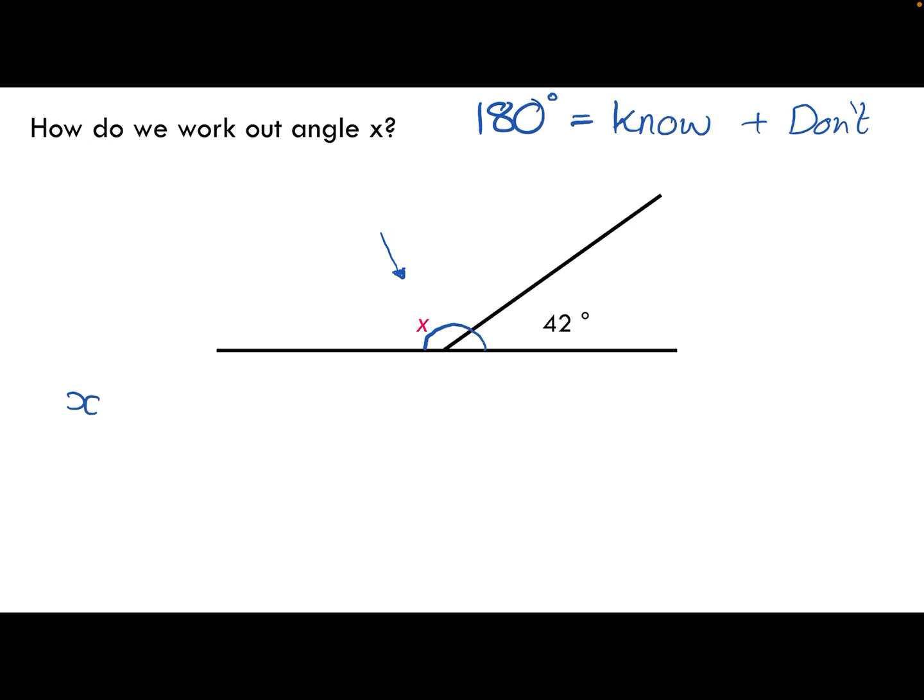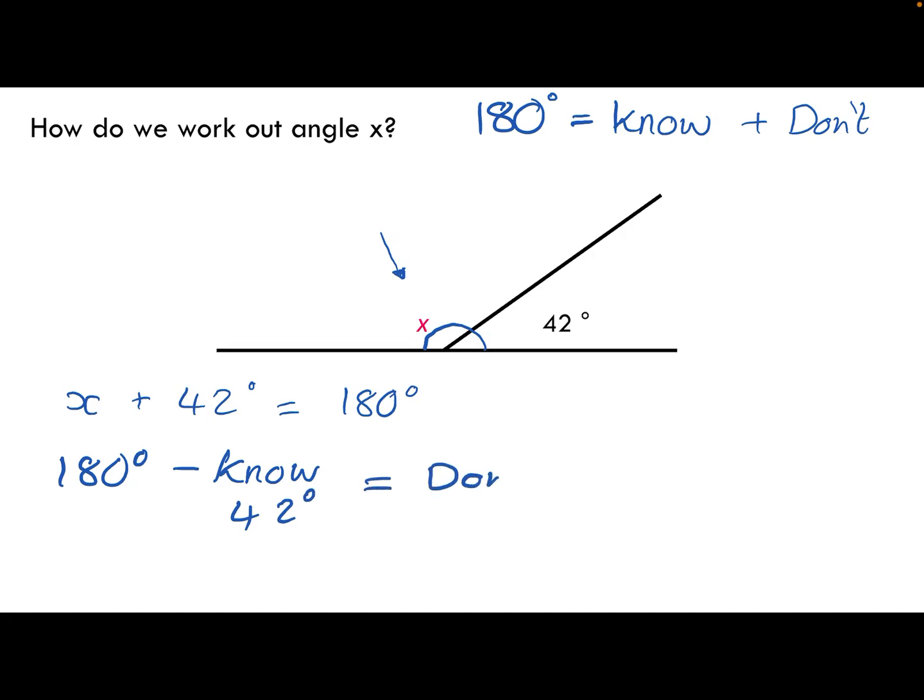So we know that x, you'll see me write it like this because it's commonly in maths when we're handwriting it, add 42 degrees equals 180 degrees. And well done, those of you that have spotted that if we want to work out what this missing number is, we can do the inverse. We can do 180 degrees, and we can take away what we know, which is take away 42 degrees, and that's going to give us what we don't know.